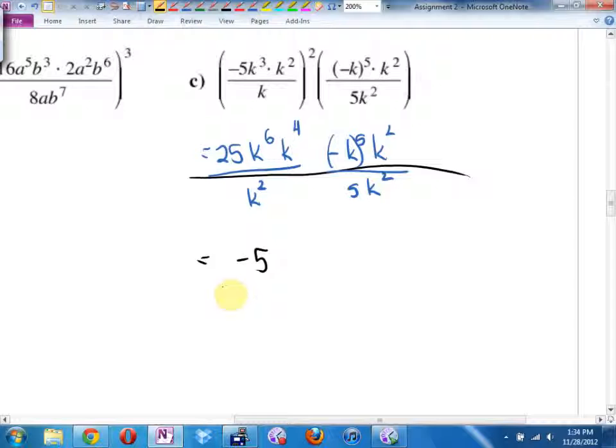How many K's on top grand total? 12. How many K's on the bottom grand total? 4. How many will be left and on the top or on the bottom? How many K's on top? 12. How many on the bottom? 4. How many left? 8. Where? On the top? Yeah. Do I have anything left on the bottom? No. Then I'm not going to write it. I could put an over 1. That's a waste of time. Negative 5K.